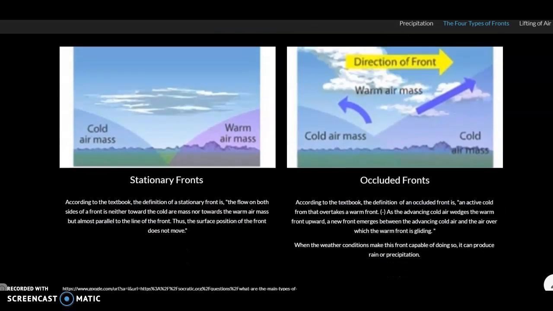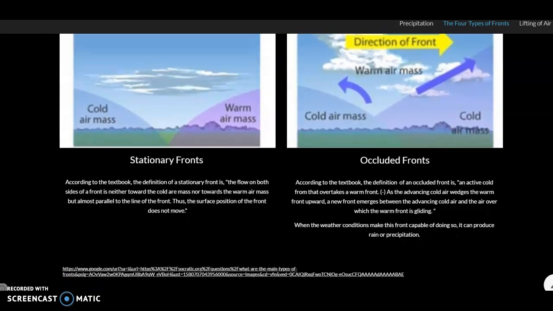Then we have our stationary. The flow on both sides of a front is neither toward the cold mass nor toward the warm air mass, but almost parallel to the line of the front. The surface position of the front does not move. As you can see right here in the middle, they kind of meet.